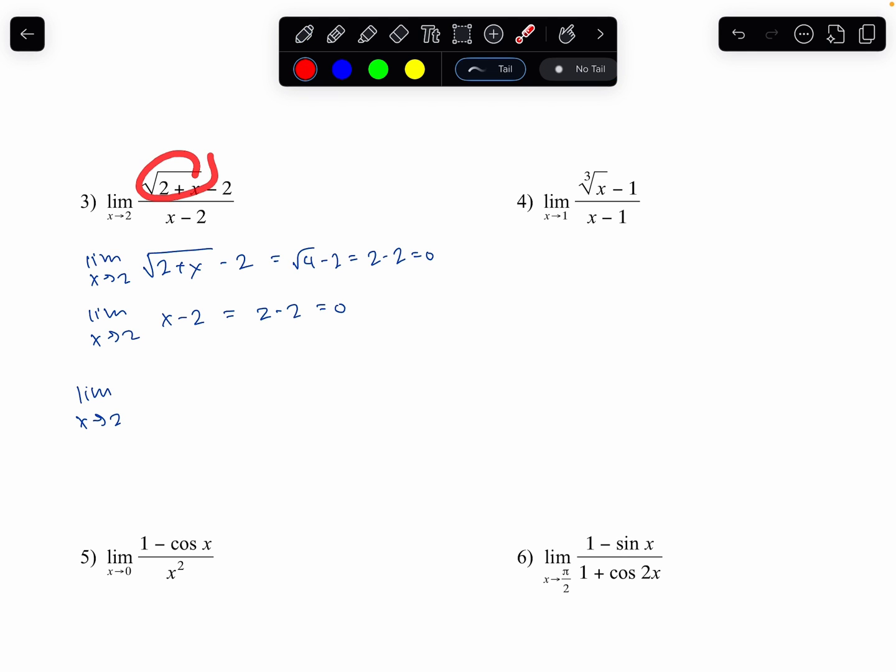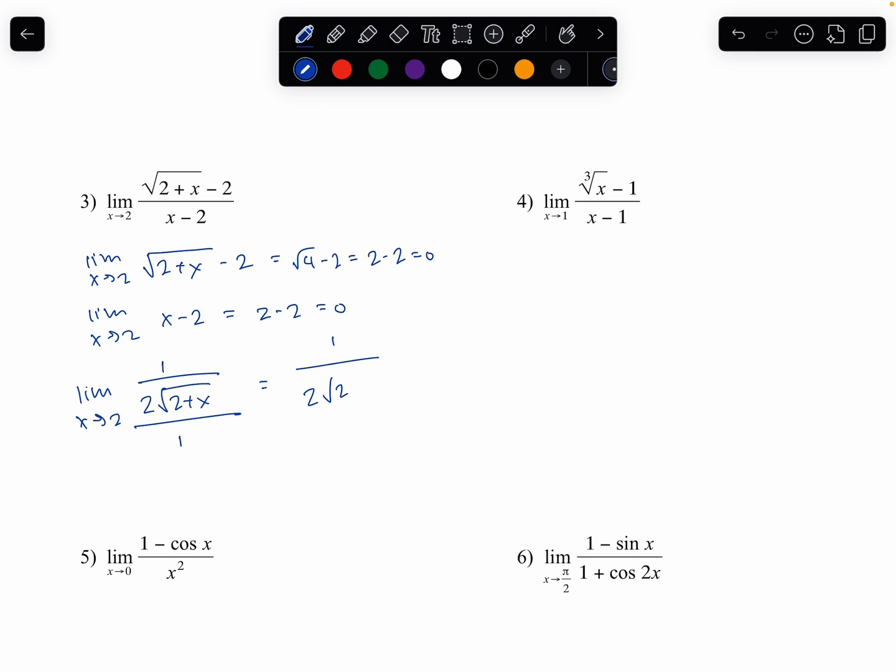So the derivative of a square root function is 1 over 2 root x. And then the derivative of negative 2 will be 0, and then we'll divide it by the derivative of the bottom, but the derivative of the bottom is just 1. And so now I can just plug in 2, so I get 1 over 2 square root of 2 plus 2. That's going to be equal to 1 over 2 times the square root of 4, so it's going to be equal to 1 over 2 times 2, which is 1/4.